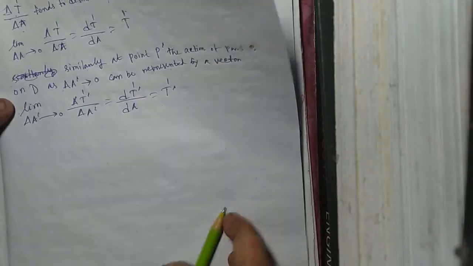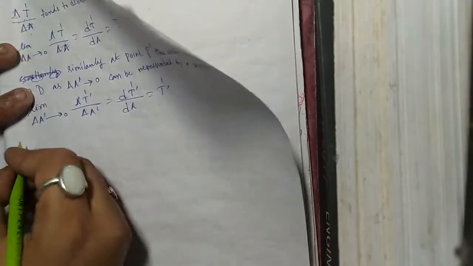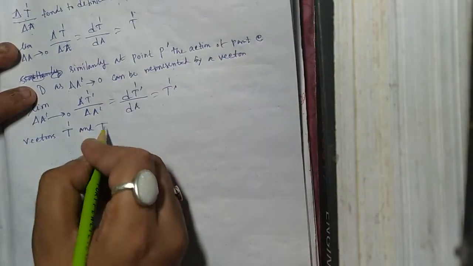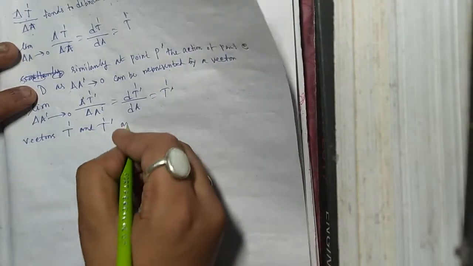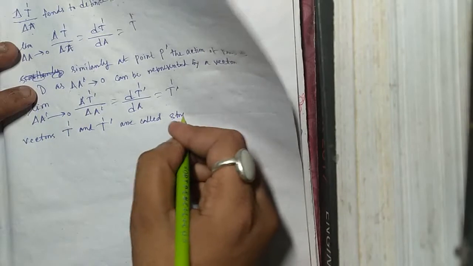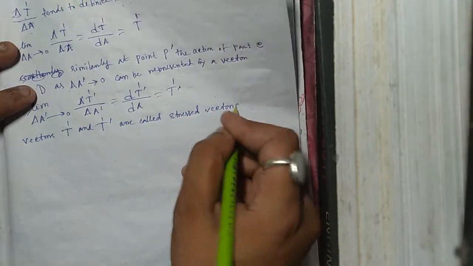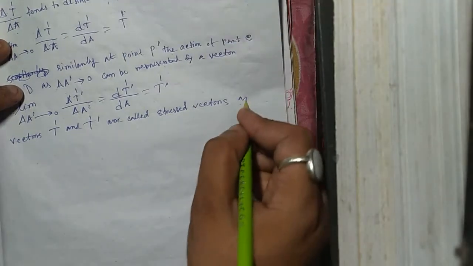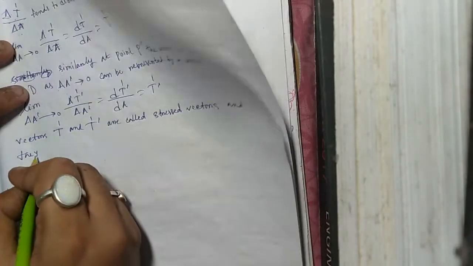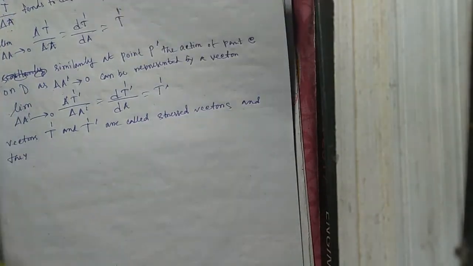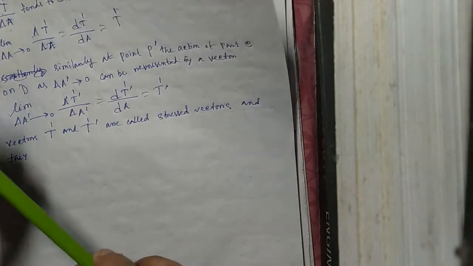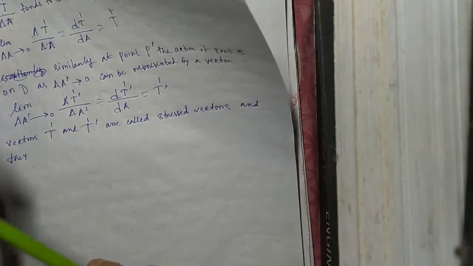These two vectors, T1 and T1 dash, are called stress vectors, and they represent forces per unit area acting respectively at points P and P dash on planes with outward drawn normals N1 and N1 dash.